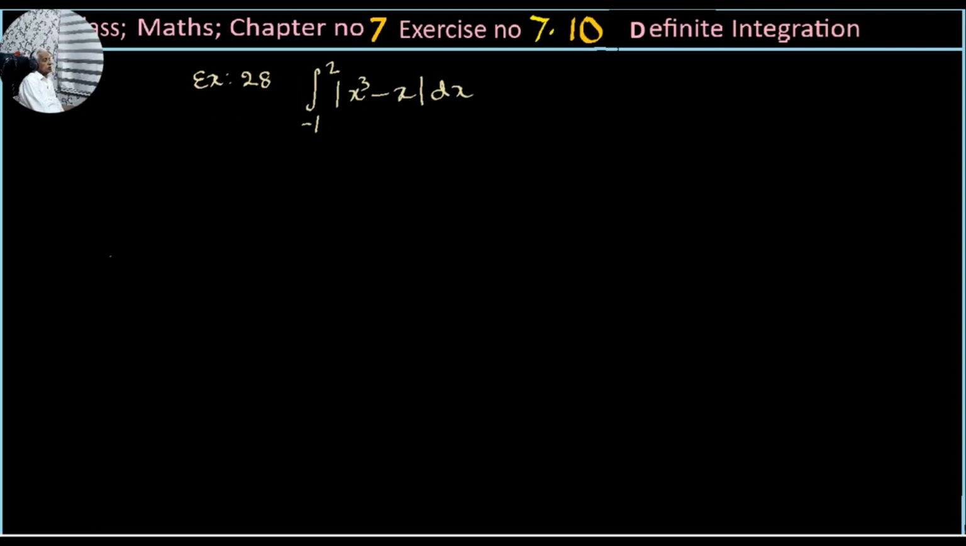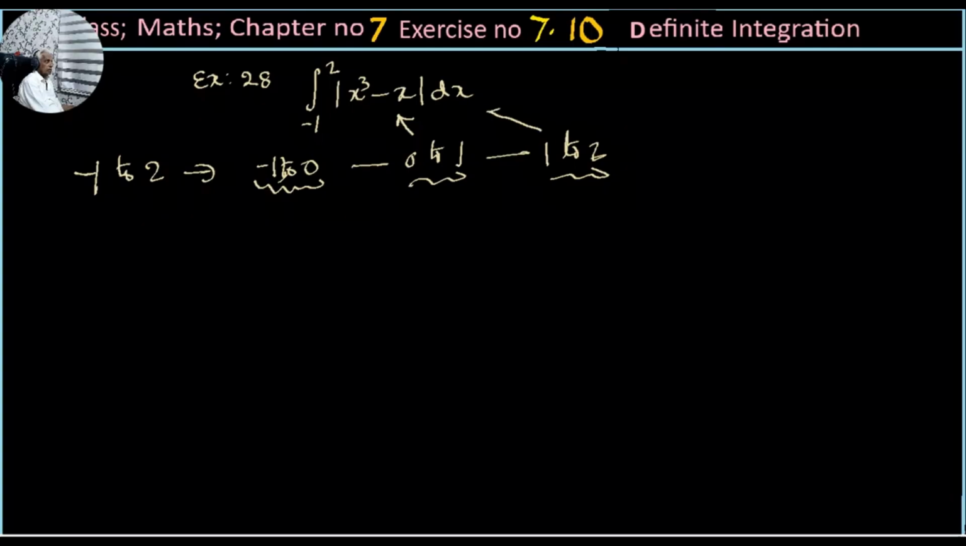Example 28: integral from minus 1 to 2 of mod of (x cubed minus x) dx. Even though we have a continuous limit from minus 1 to 2, we may have to split it. Minus 1 to 2 must be split into minus 1 to 0, where in this portion this is positive, then 0 to 1, in which case this is negative, and 1 to 2, in this case again positive.